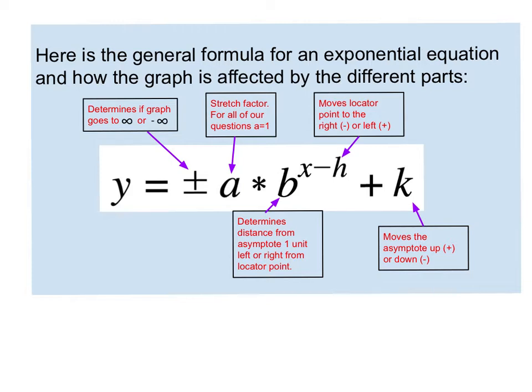The first thing we're going to take a look at is this plus or minus here. Now, the plus or minus determines whether the graph goes to infinity or goes to negative infinity. So just to give you a real quick sketch of what that looks like, if we have our axis that looks like this, the graph of an exponential that's positive will go up like this, or it'll go up like this. So it goes to positive infinity. If it's negative, it'll either go down like this, or it'll go down like this. So it determines whether it goes to positive infinity or negative infinity.